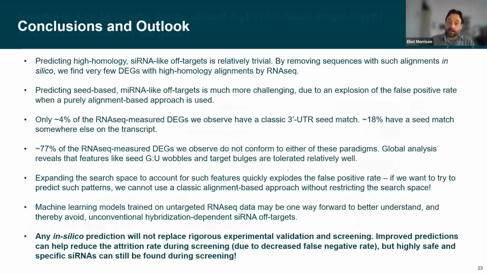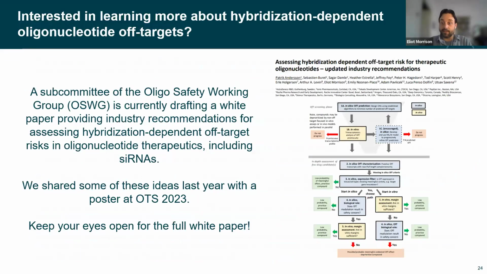So before I end, I just want to give a quick plug in case you're not completely sick of hearing about off-targets yet. We are contributing to a subcommittee of the Oligo Safety Working Group, and we're working on a white paper right now where we're trying to provide industry recommendations for how to assess these hybridization-dependent off-target risks, not only for siRNAs, but also other oligonucleotide therapeutics. We had a poster at OTS last year that got a lot of good interaction, good conversations, good feedback. So if you're interested in the subject, keep your eyes open for the white paper, which we hope will be out soon.